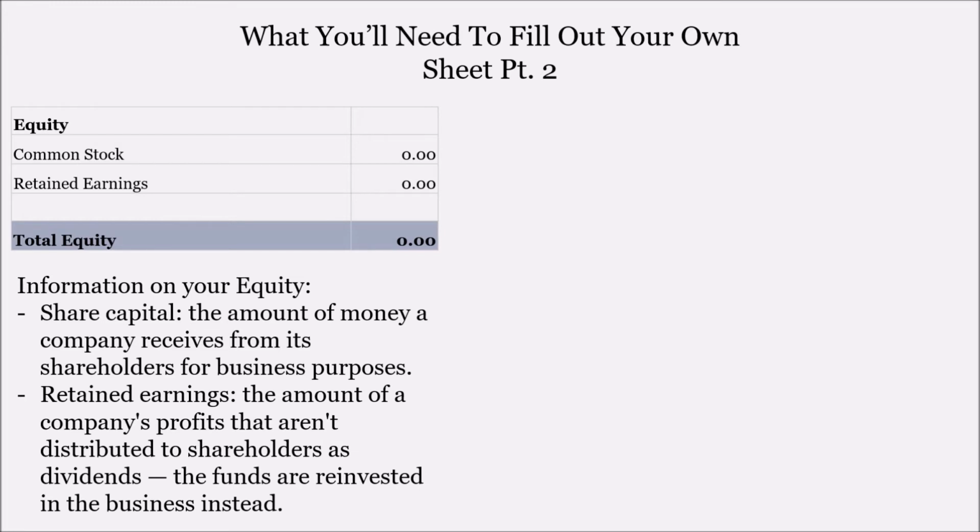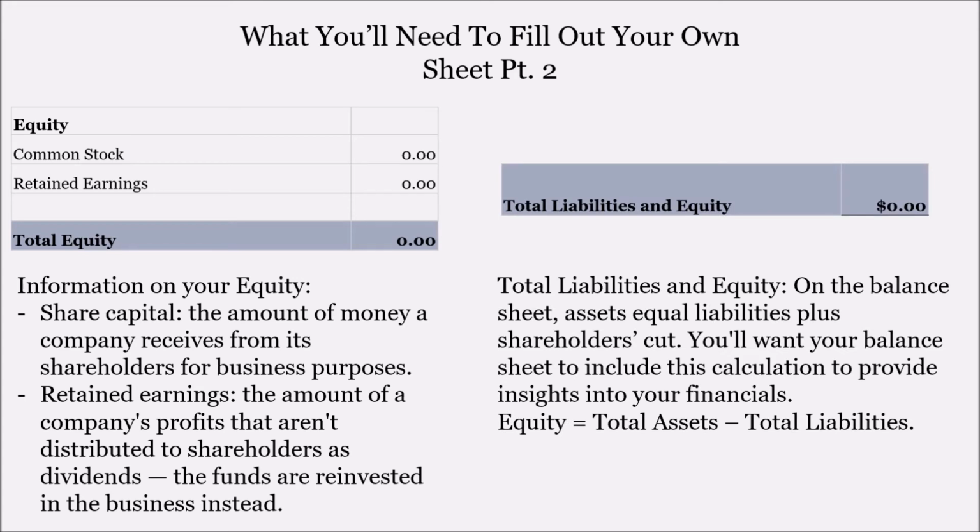And then our next section is going to be information on your equity. Equity is broken down into two categories typically. The first is going to be share capital, which is the amount of money a company receives from its shareholders for business purposes. And then the next one is retained earnings, which is the amount of a company's profits that aren't distributed to shareholders as dividends. The funds are reinvested into the business instead. And then lastly, our total liabilities and equity section. On the balance sheet, assets equal liabilities plus the shareholders' equity. You'll want your balance sheet to include this calculation to provide insights into your financials.